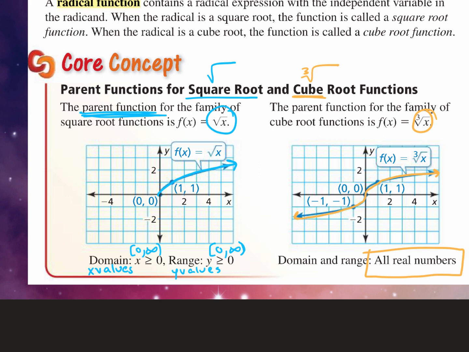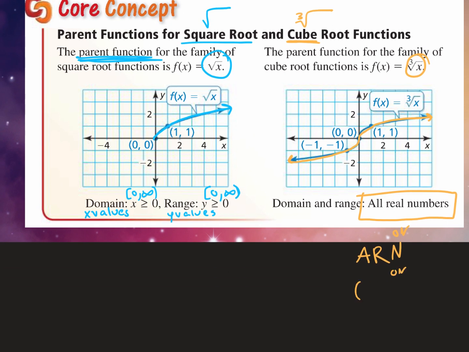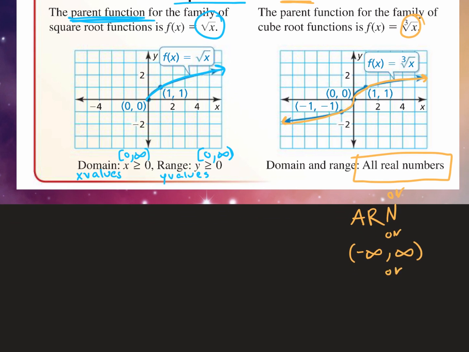So you can say all real numbers, you could say ARN for all real numbers, or you could say from negative infinity to positive infinity, or you could draw the R with the 2 lines. So all of these mean the same thing. You can write it however you want. All real numbers, ARN, negative infinity to positive infinity, or our all real numbers symbol here. The most important parts are the shapes of our graphs. It's like an R, but with 2 bars. So it's just the symbol for all real numbers.